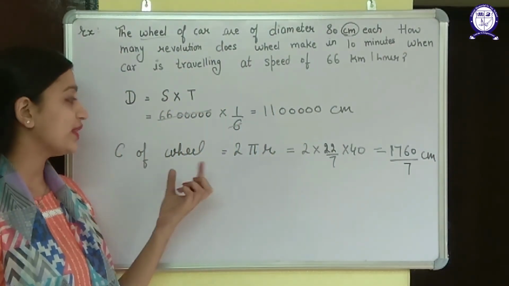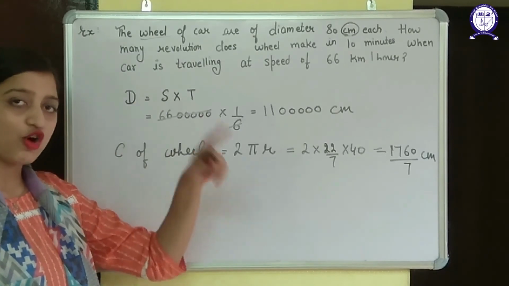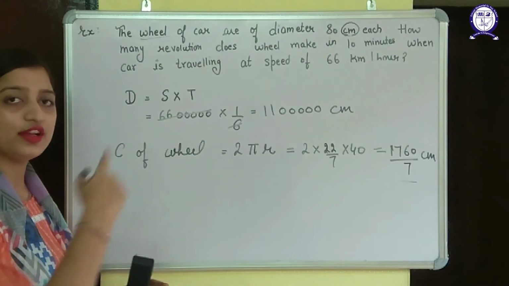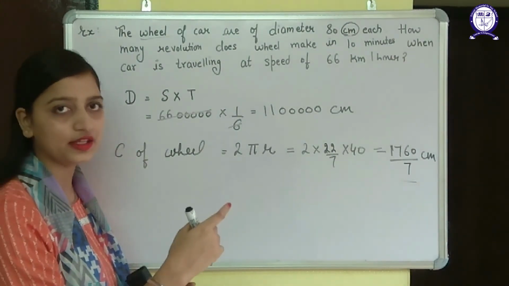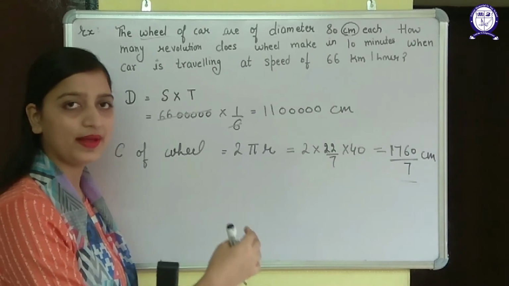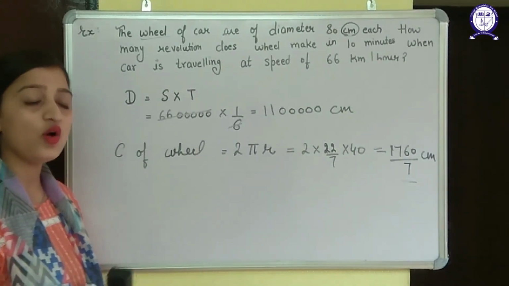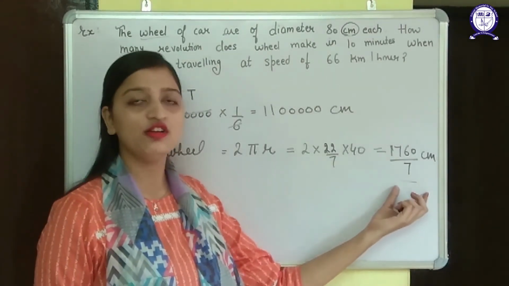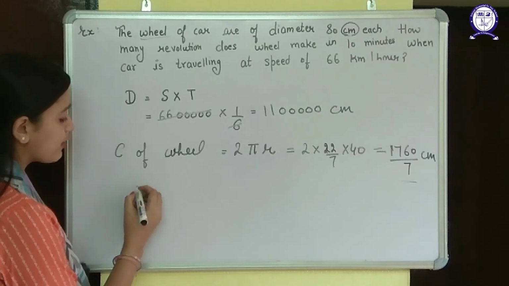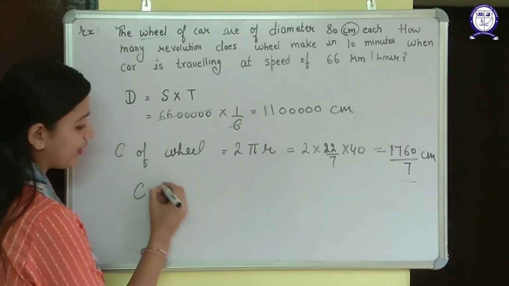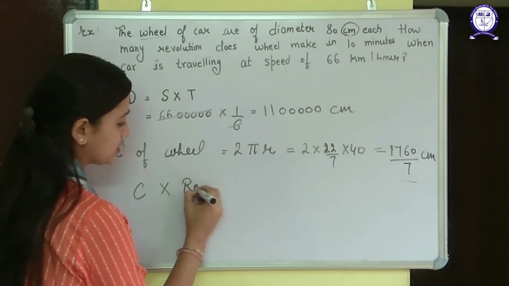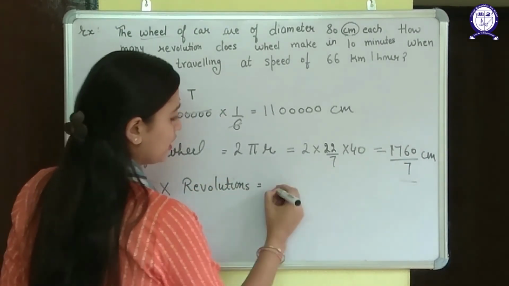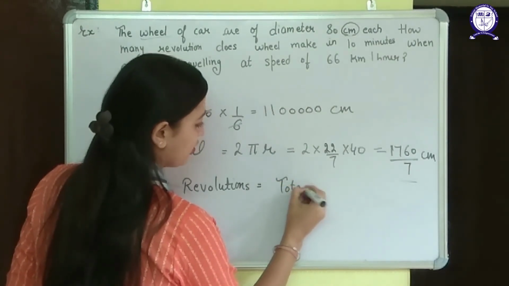Now when the car's wheel revolves one time, it will cover this much distance. One time it revolves, it covers 1 perimeter. Then again, 2 perimeters, then 3 perimeters. So the number of revolutions multiplied by the perimeter will give me the total distance. This is the formula we are going to use: circumference into revolutions is equal to total distance covered.